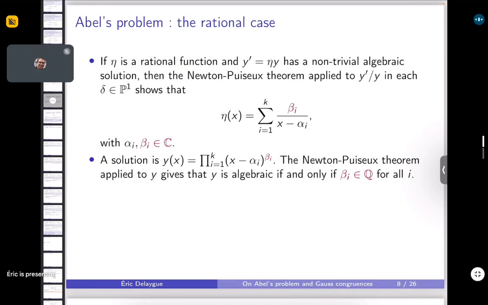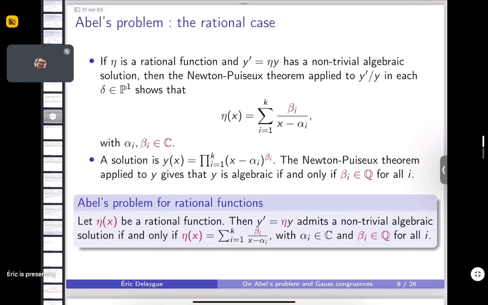So that being said, we just found a criterion. So the solution of Abel's problem for rational functions: if you take eta a rational function, then the first order differential equation admits a non-trivial algebraic solution if and only if eta is of the above form, but the alpha_i are complex numbers, and the beta_i are rational numbers. Okay, so in this case, in fact, everything is known.